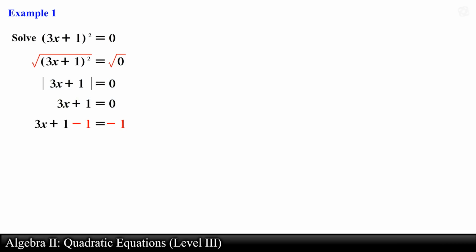So we subtract 1 from both sides and obtain the following. 3x equals negative 1. And finally, we divide both sides of the equation by 3 and obtain the final answer, x equals negative 1/3. Notice that we obtained one answer. Recall that we always need to obtain two answers when solving quadratic equations.